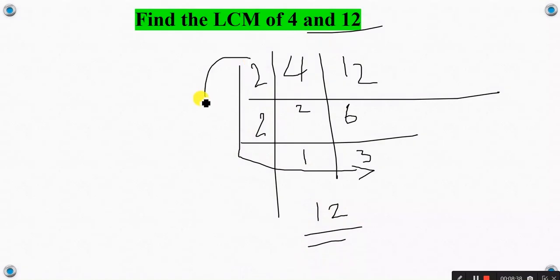To get the greatest common factor, we only multiply the column. So 2 times 2 is 4. 4 is the greatest common factor of 4 and 12.